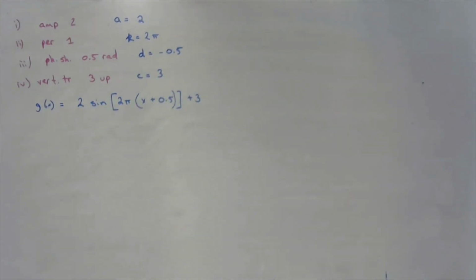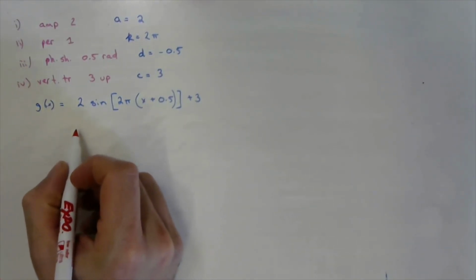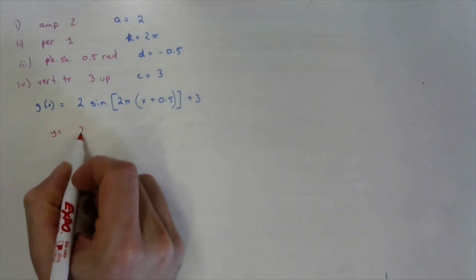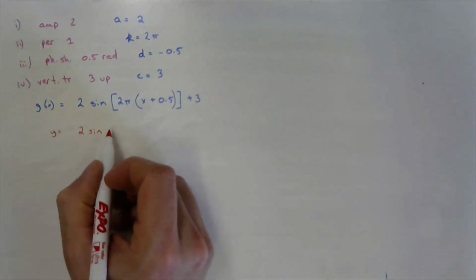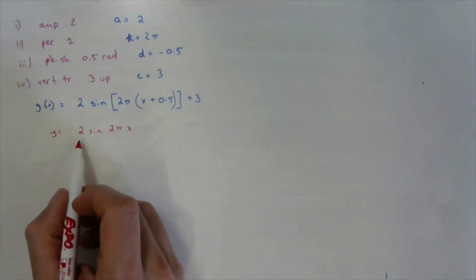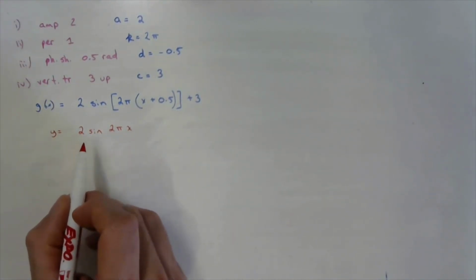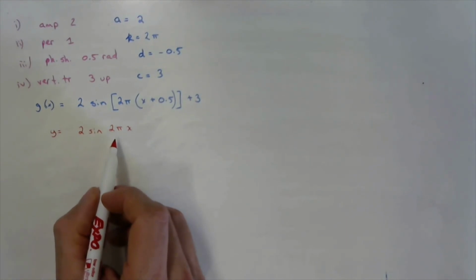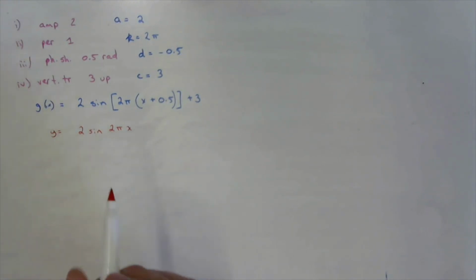And we could sketch this one as well. Again, you would start by graphing y equals 2 times the sine of 2 pi x. So that's your vertical stretch, giving it an amplitude of 2. A horizontal compression, giving it a period of 1. And then we'd go from there.